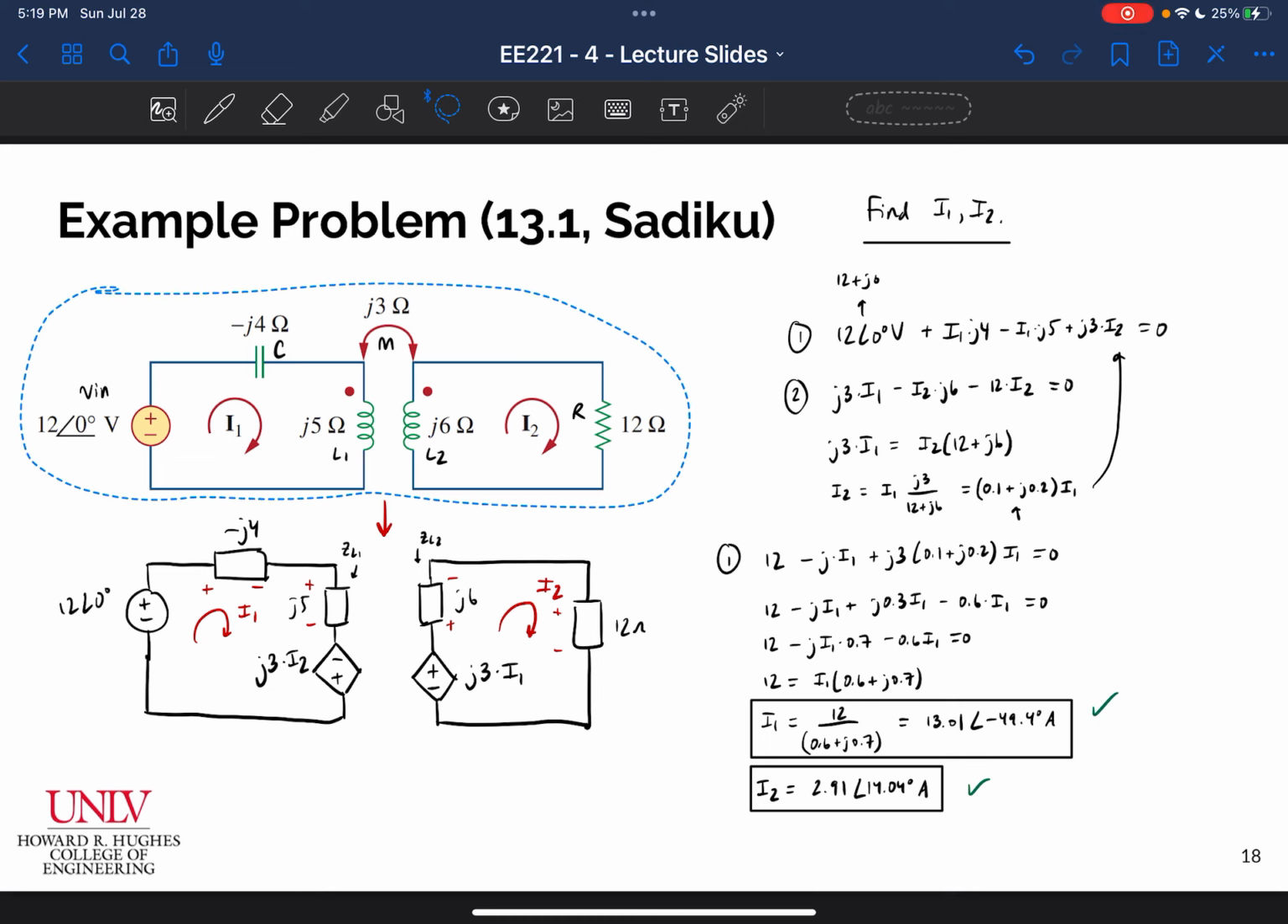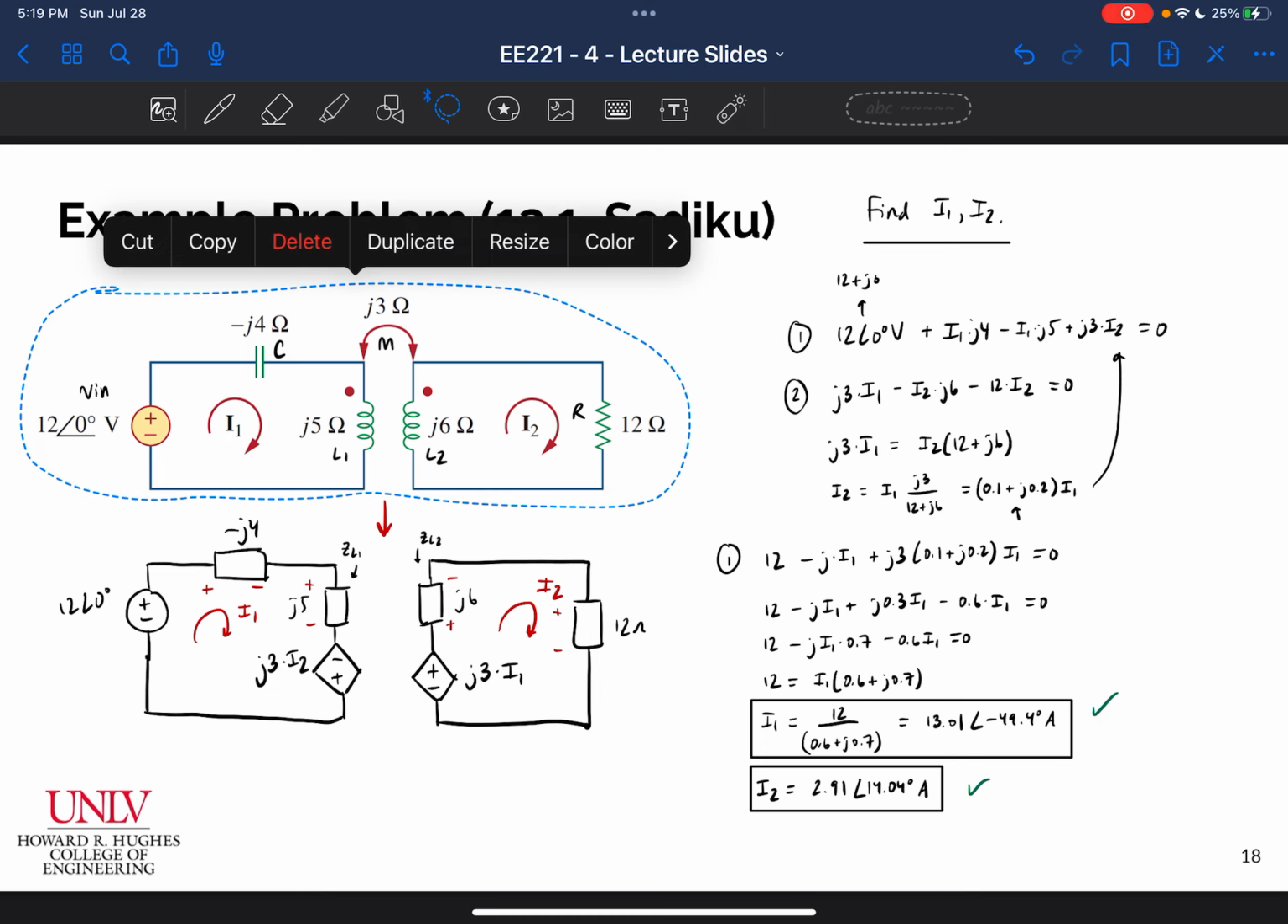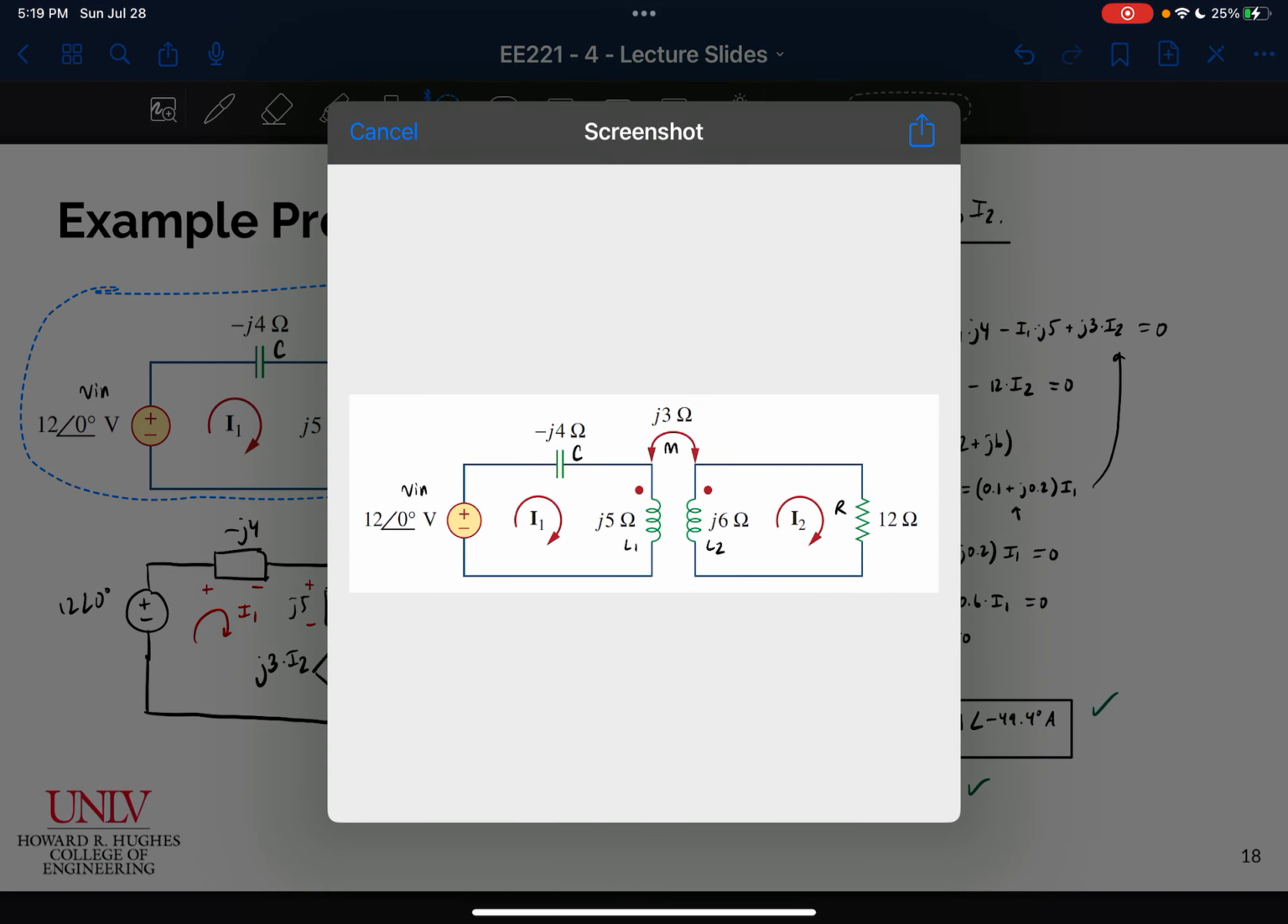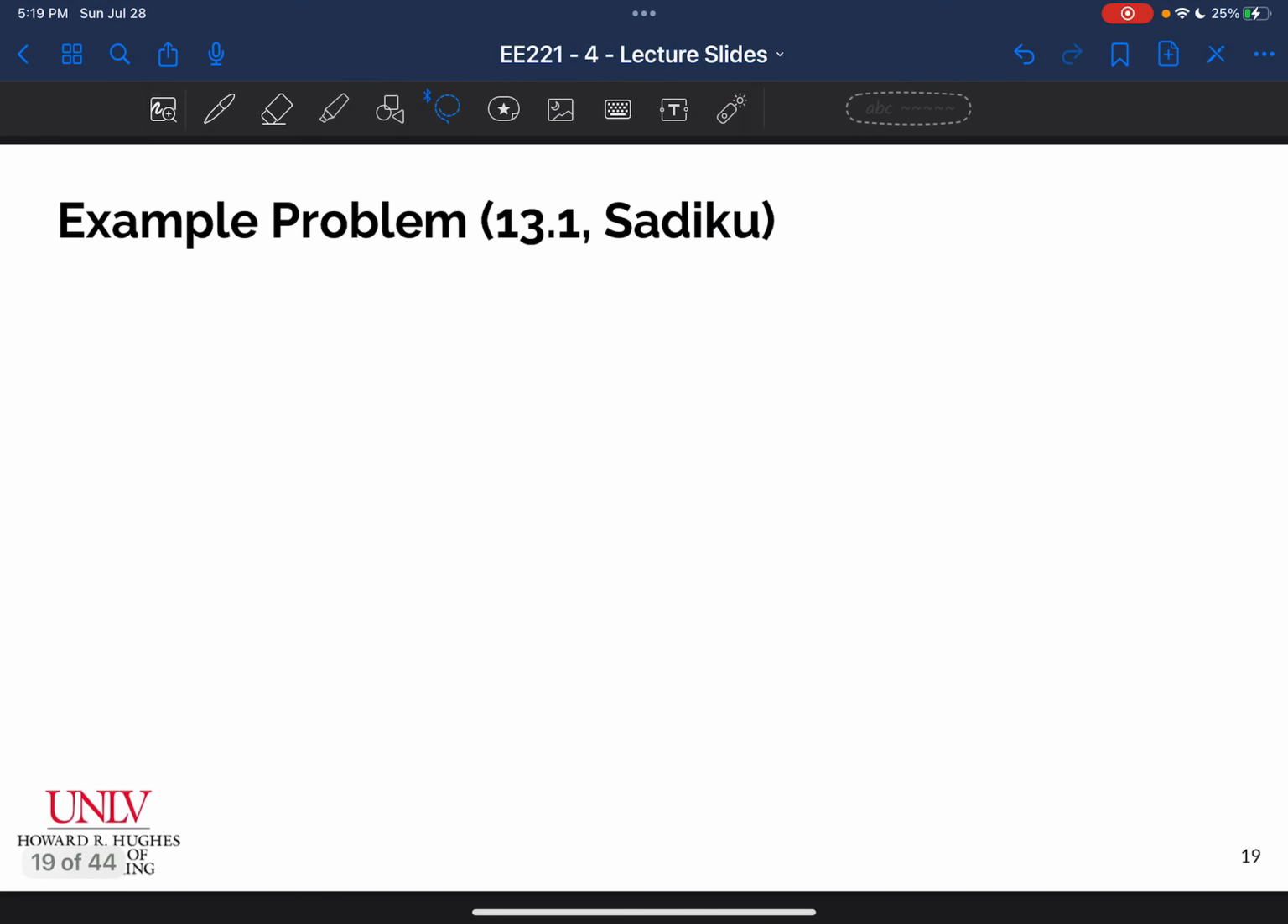So let's just take this and copy it. I know there's an option to take a screenshot. There we go. Yeah, just like that. Okay, so copy, and then on this page we'll just drop it down.